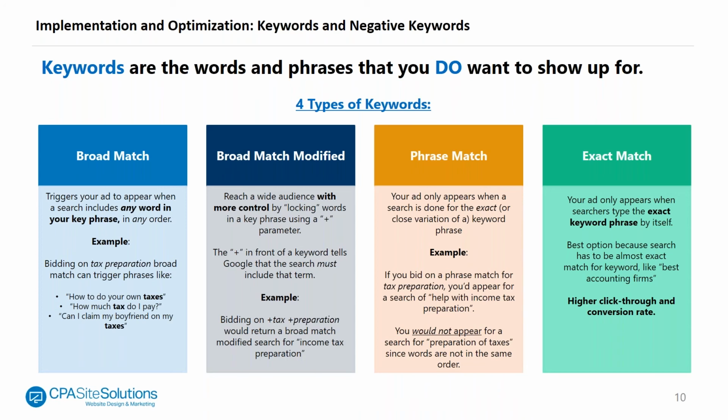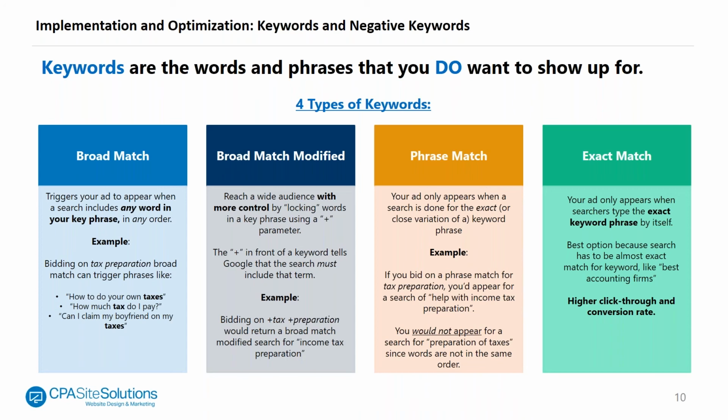The difference with phrase match is that when you use tax preparation as your match type for a phrase, it has to show in that exact order for your ad to trigger. Otherwise, it won't. So it gets a little more narrow. Let's move on to exact match. This is the most narrow targeting option available.